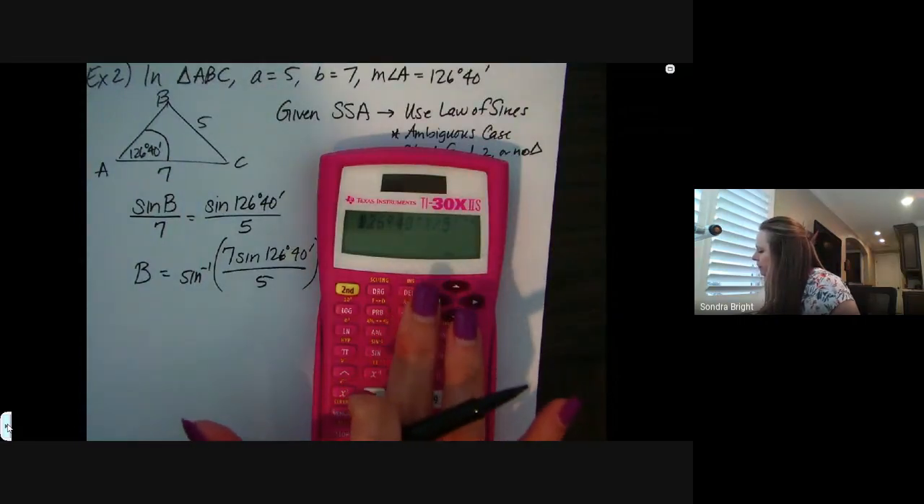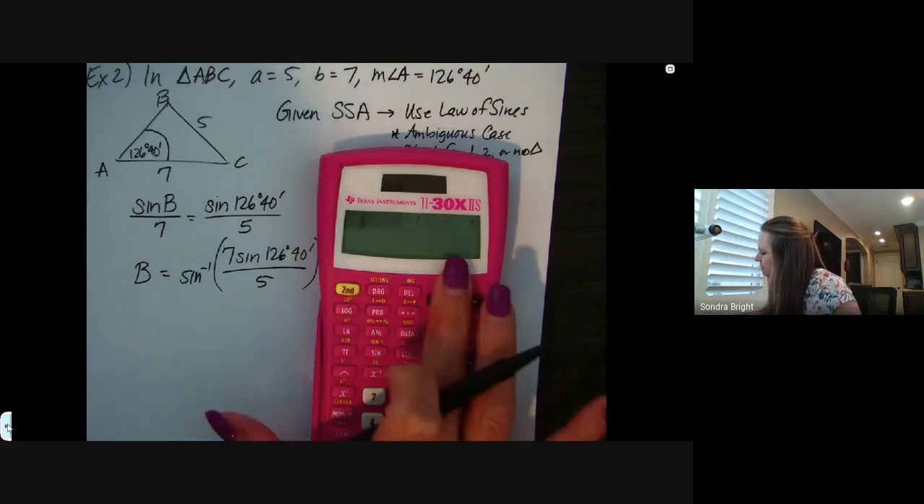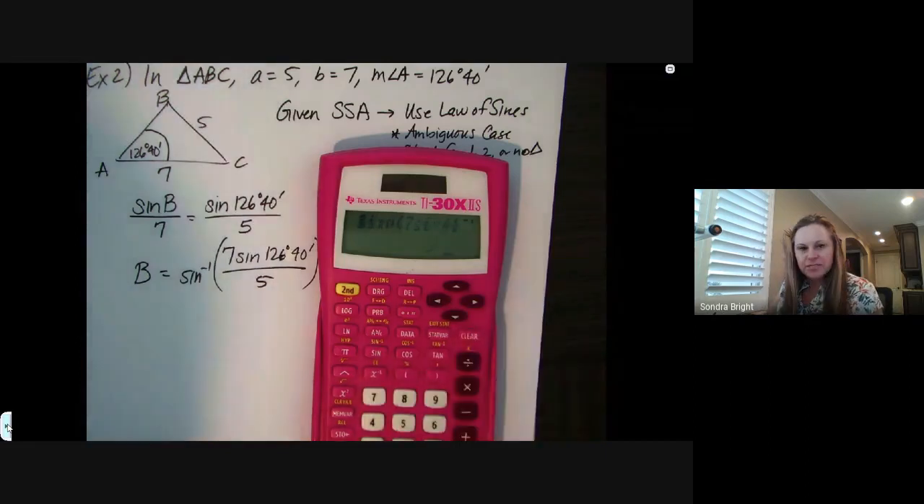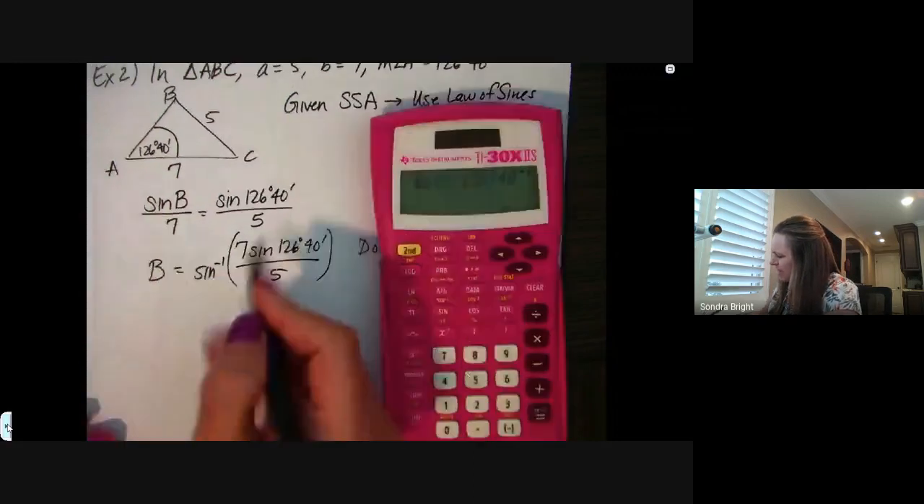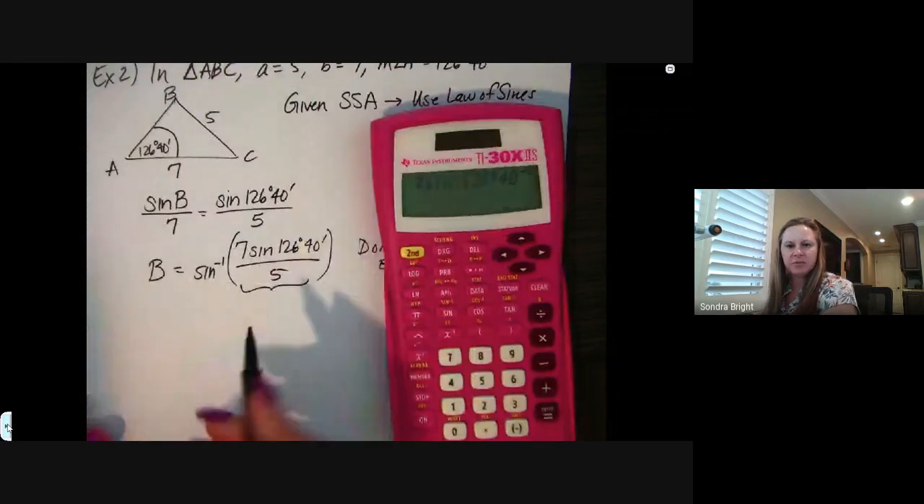No, darn it. How about if I delete? Okay, nice. All right, so what I did was I deleted the inverse sine part just so that I didn't have to type all this back in, because that's a pain. What does that equal? 7 times sine of 126 degrees and 40 minutes divided by 5.